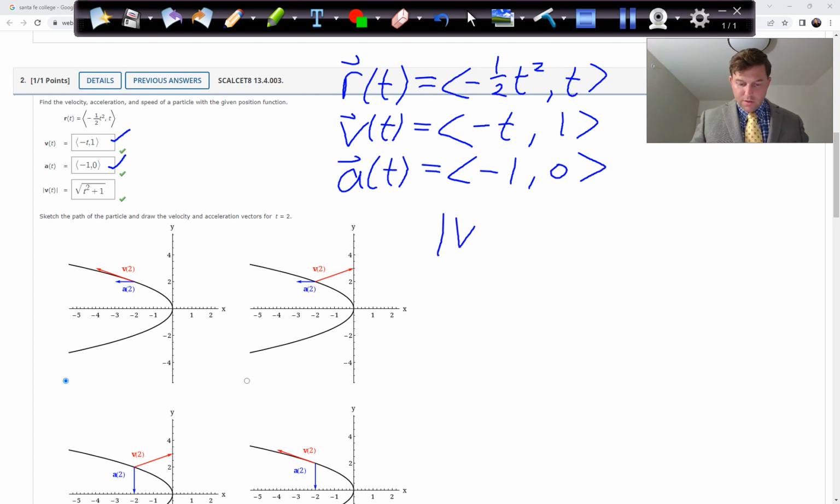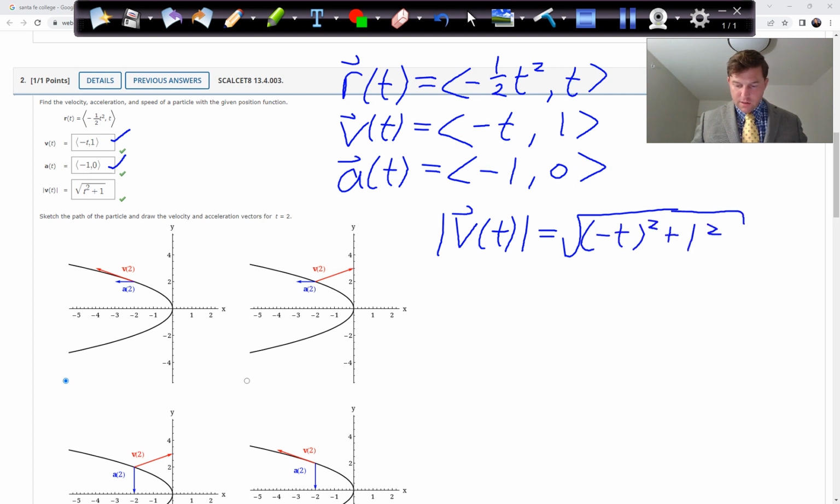So the magnitude of the velocity vector is going to equal the square root of minus t squared plus 1 squared, which is the square root of t squared plus 1. Nothing simplifies. So there it is. And if you plot this, the position vector is sideways, because it's minus 1/2 t squared in the x and t in the y. It's a sideways parabola, points left.